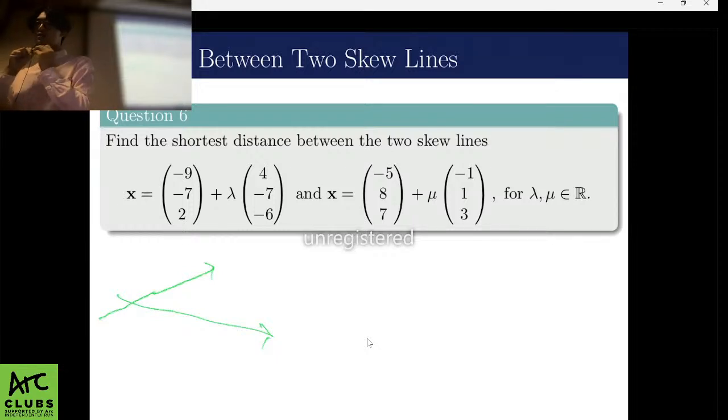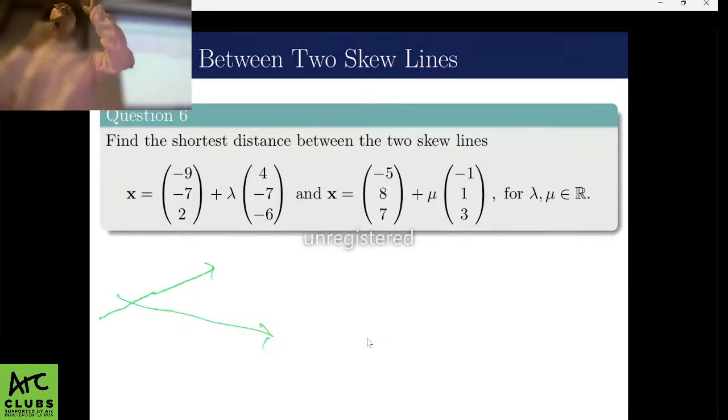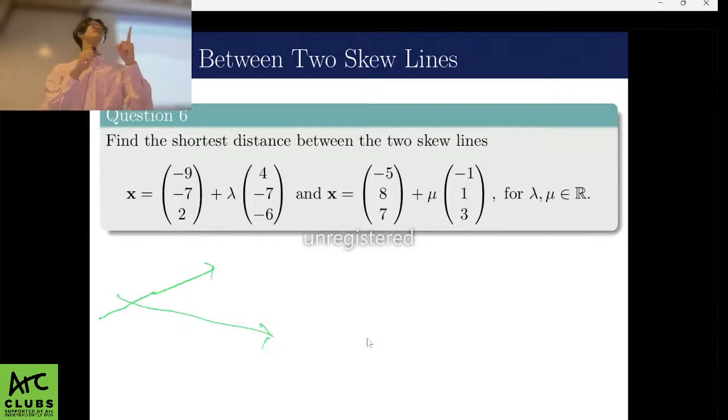And so to find the shortest distance between the two skew lines, you must find a vector between them that is perpendicular to both lines, because the shortest distance is going to be perpendicular to both lines.